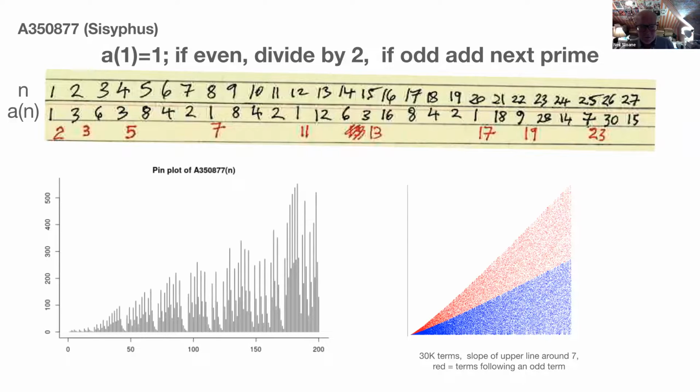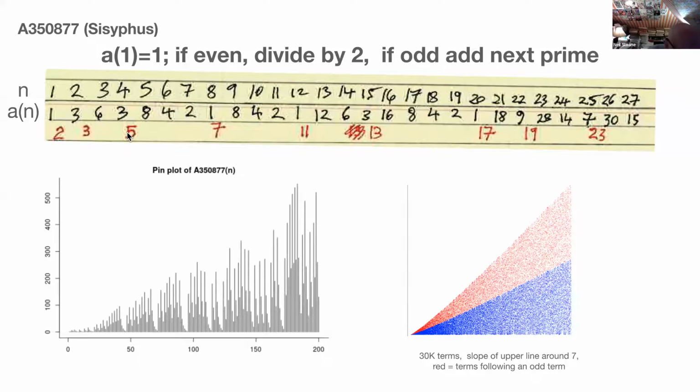You start with 1. If the number is even, you divide it by 2. And if it's odd, you add the next prime. Okay, so let's do it. We start with 1. 1 is odd, so we add the next prime, which is the first prime, which is 2. So 1 plus 2 is 3. 3 is odd, so again we add the next prime. So we add the next prime being 3. So 3 plus 3 is 6. That's even. Divide by 2 and we get 3.